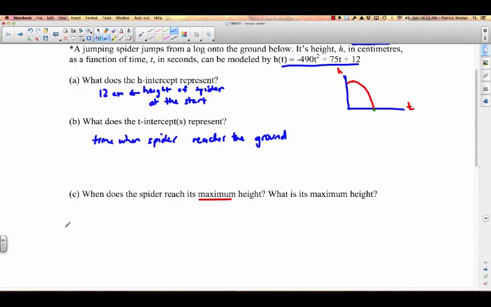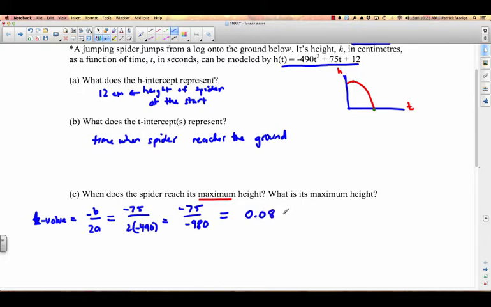How should we do it? I would use that little formula we learned last time. The x value, or in this case it's not the x value actually, is it? The t value is equal to negative b over 2a. So what's the b value? The b value is 75, so that means it's negative 75 over 2 times a, which is negative 490. So we get negative 75 over negative 980. And if you put that in your calculator and round it to 2 decimal places, you get 0.08 seconds.